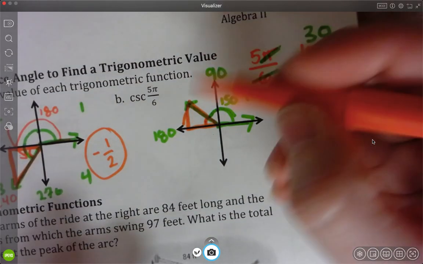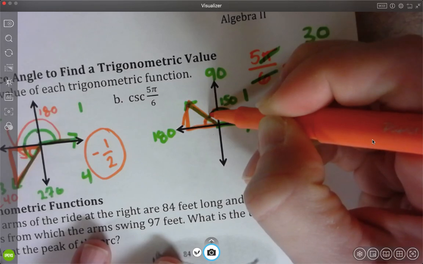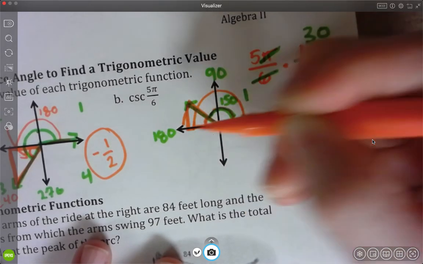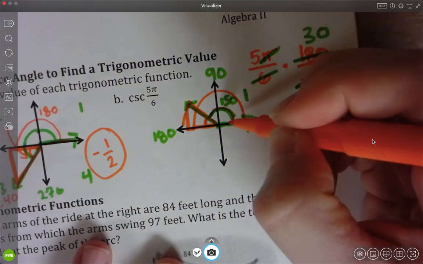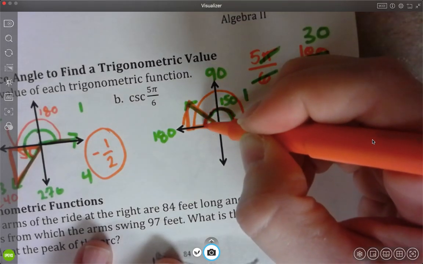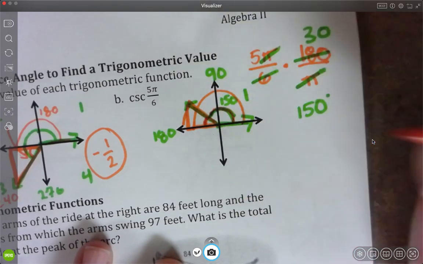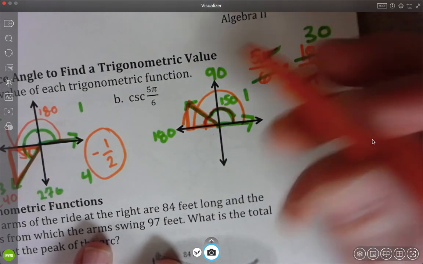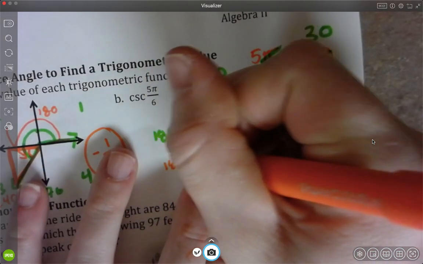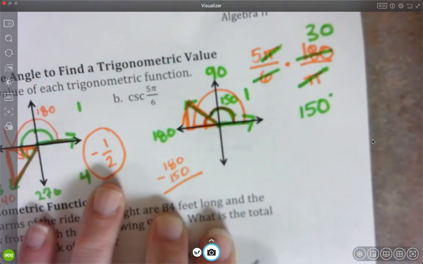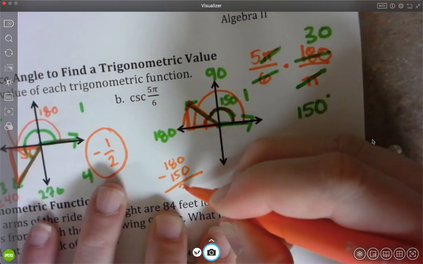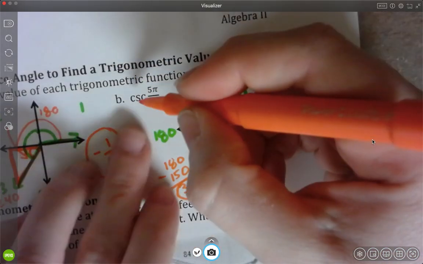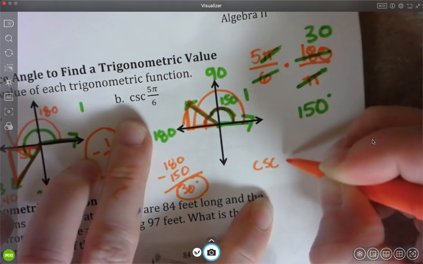I'm only going from here to here, which is 150. I do know that from here all the way around to the bottom here is 180, but I'm only going 150. So how much more would I need to go in order to get to 180 degrees? It's kind of like taking 180 and subtracting 150, and that would give me 30 degrees. That's what my reference angle is going to be. So I want to find cosecant of 30 degrees.